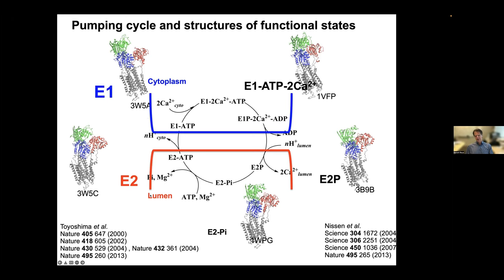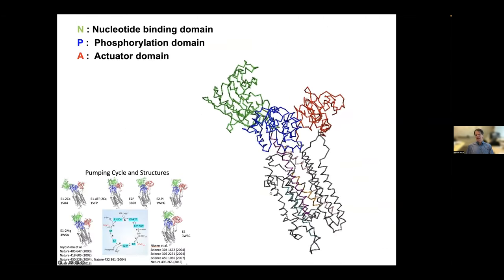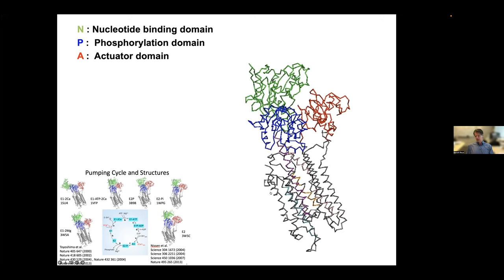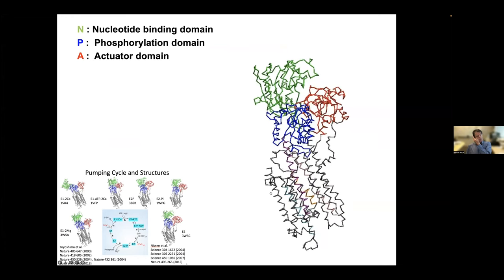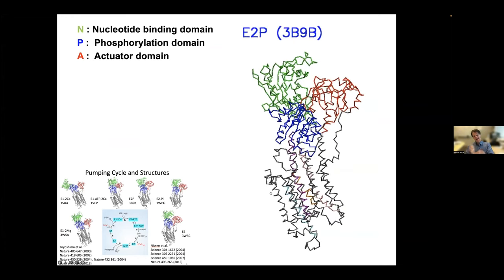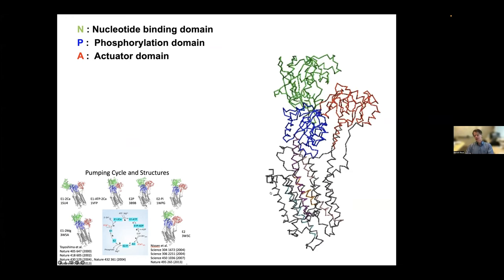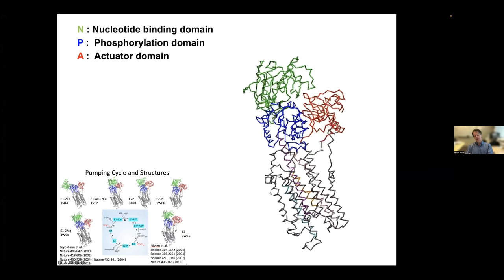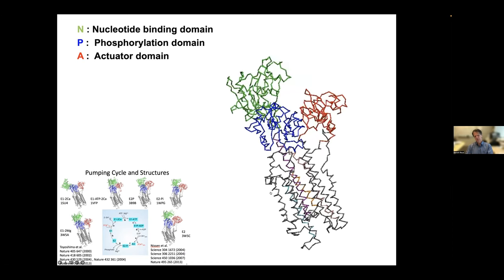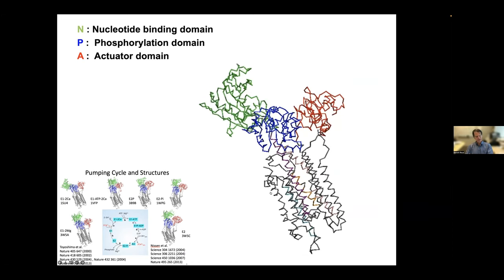And the other set of states, E2, you're accessible to the lumen of the endoplasmic reticulum. And so this is the kind of motion that the pump undergoes over the full cycle. And this movie is actually made from a coarse grain model that was generated with what we call an elastic network model. It's a two-state elastic network model. This is work that Avisek Das did.